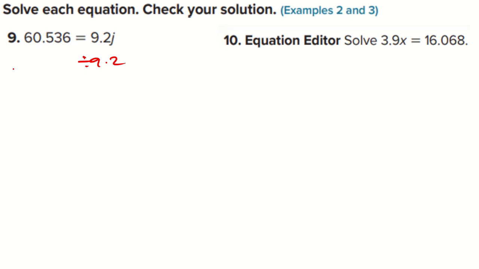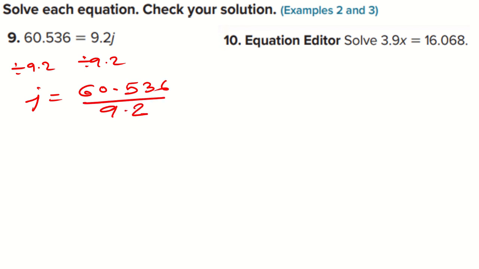Divide by 9.2. So J is equal to 60.536 over 9.2. Now my dear students, I'll tell you the shortcut also, by estimation. Now you see, if I take this number as 60, though it's a correct method to divide it by the long division method, but if you have a close answer, then you can get it by estimation also. So 60.5 I can take as like 61, 9.2 as 9. Now if you divide it, it will be 9 times 7, 63. So between 6 and 7 you will get the answer.